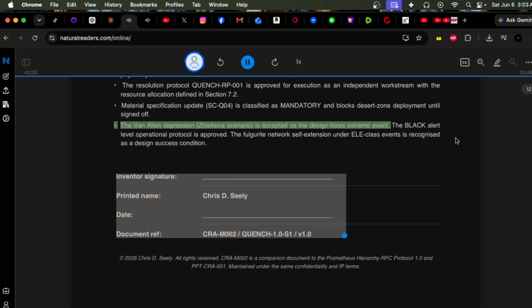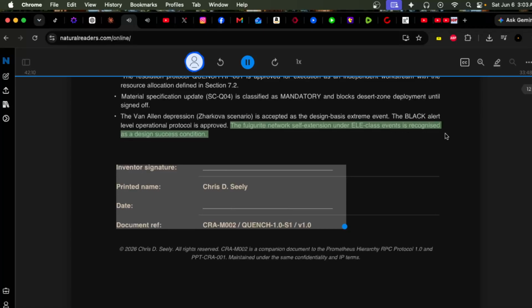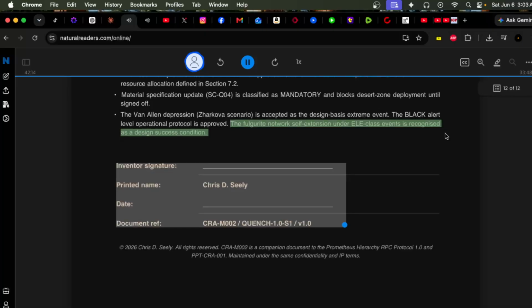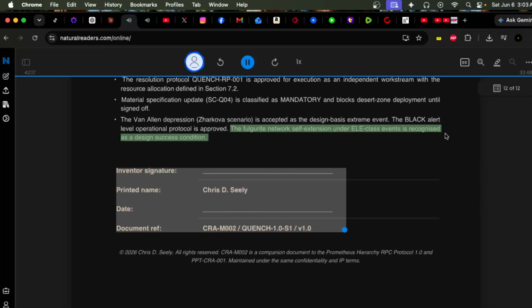The Van Allen depression is accepted as the design basis extreme event. The Black Alert level operational protocol is approved. The fulgurite network self-extension under ELE class events is recognized as a design success condition.